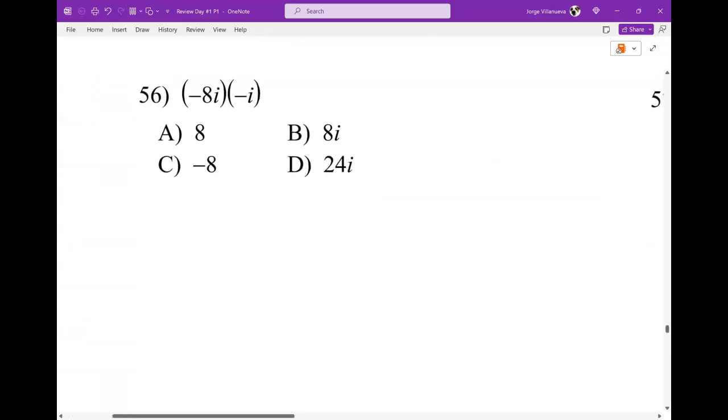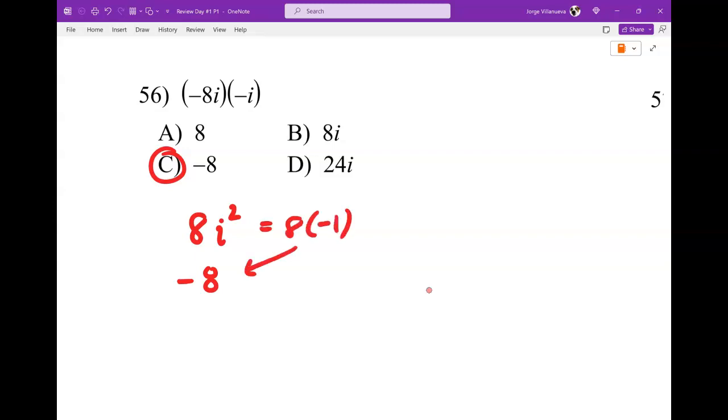So negative 8i times negative i. Well, let's multiply the numbers first. Negative 8 times negative 1 is a positive 8. And i times i, that's i squared. But what does an i squared do to the number? It just makes it a minus 1, so it always just flips the sign, right? So instead of an 8, we get negative 8, because it is basically 8 times negative 1. Just remember, i squared always changes the sign. That's what it's going to do to a number, because it multiplies it by negative 1. That's 56.